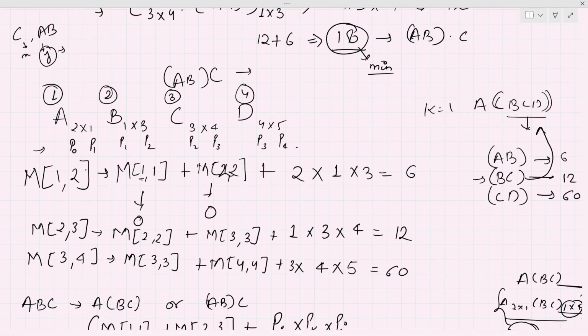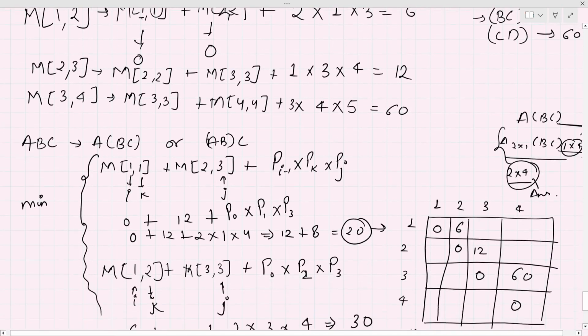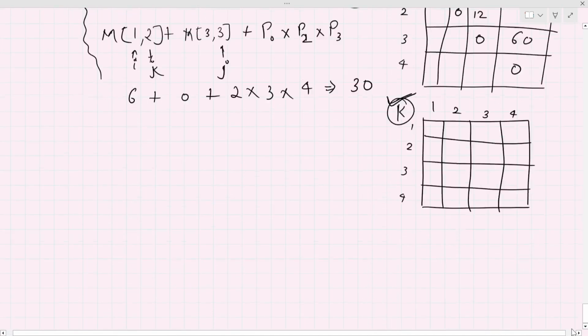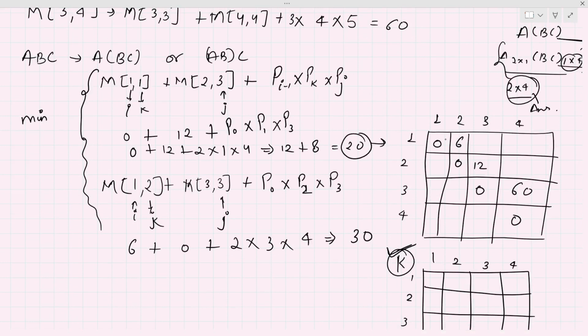So 1 comma 2, what's the value of k in 1 comma 2? It is this part, which is 1. So here I have to write, where 6 is present, we have to write corresponding to 6, 1.